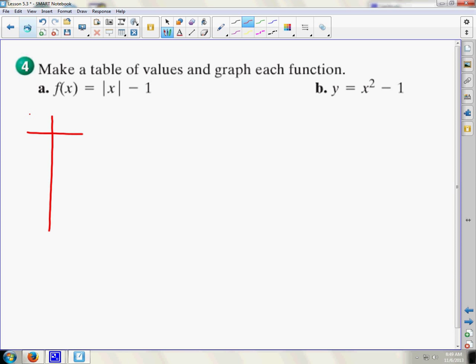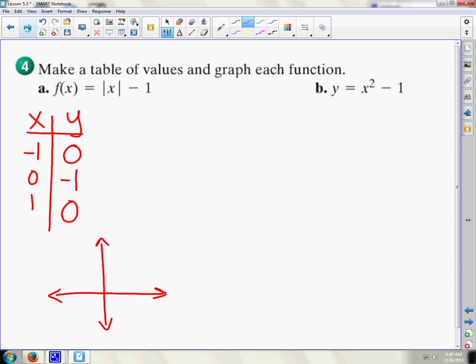Okay, so for my table, I'm just going to do -1, 0, and 1. And so then if I do the absolute value of -1, that's 1, minus 1 is 0. 0 minus 1 is -1. And 1 minus 1 is 0. And then if I make a graph, -1, 0 is here. 0, -1 is here. And 1, 0 is here. So this is going to look like this.